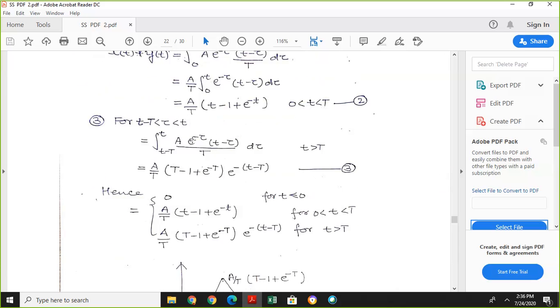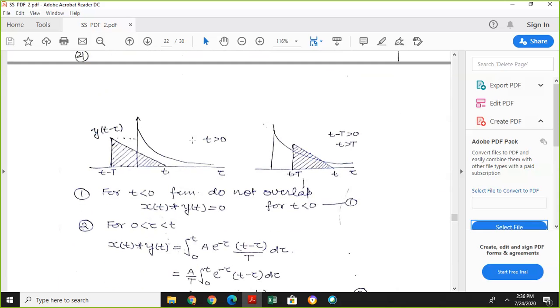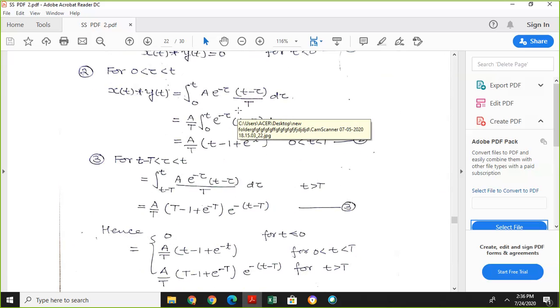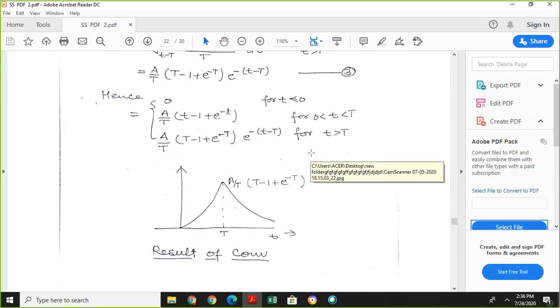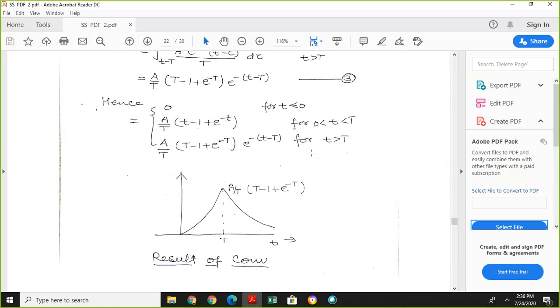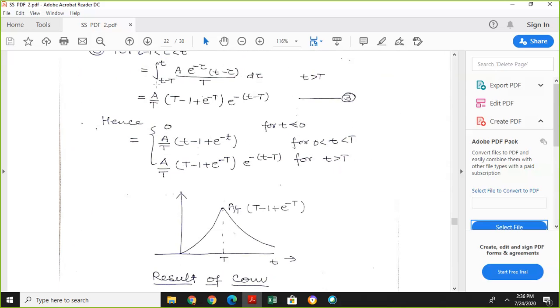In the second case, when tau is in between this, means tau is less than small t and greater than small t minus capital T. In this region, this is the lower limit and this is the higher limit, and these are given the same as in the previous case. And if we integrate and substitute the limits, we get the final output.